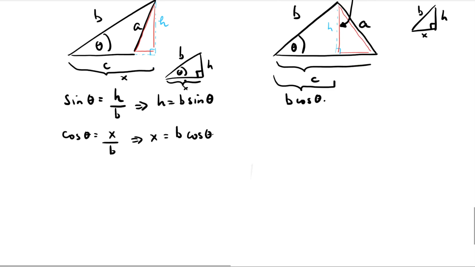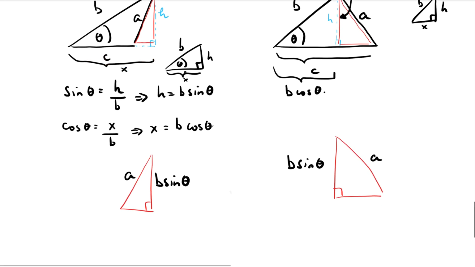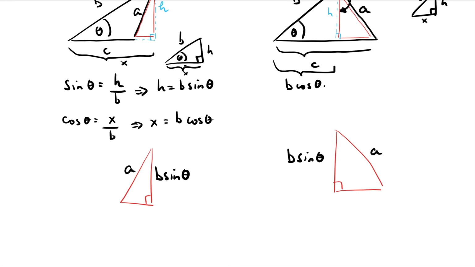Having this in hand, I can look at the red triangle in each case. In each case, the red triangle has a hypotenuse of a. The height in both cases is b sine theta. The base, however, will be different depending on each case. In this first case, the base is x minus c, so it's b cos theta minus c. And in this case, it's c minus x, so it's c minus b cos theta. So the only difference is that the subtraction is performed in a different order in each case.